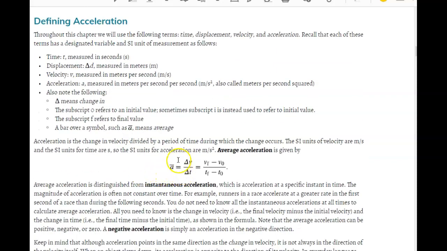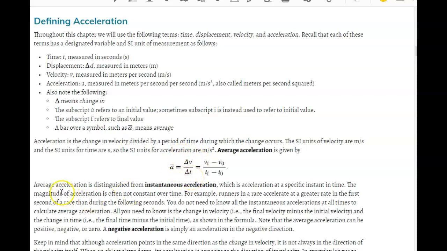So that means we're going to use A for acceleration. It's going to be the change in velocity. We use delta V a lot. That means the change in, so you take your final velocity, subtracting your initial velocity, if there is one. A lot of times the initial is 0, and the total time. So this delta V, delta T means change in or total.